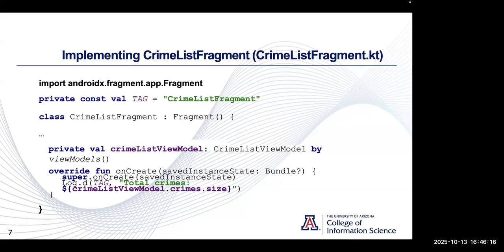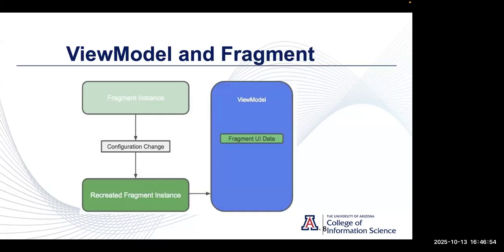And so in here for this crime list fragment, we have a crime list fragment that extends fragment, and then we have the private value, the crime list view model. For us, it would be the glucose list view model, and then that is calling the crime, or again, the glucose list view model for us. And then we have an override function onCreate. From here, we get to create, and in this case, it's a log tag, which displays the total crimes. Okay. So a view model and a fragment.